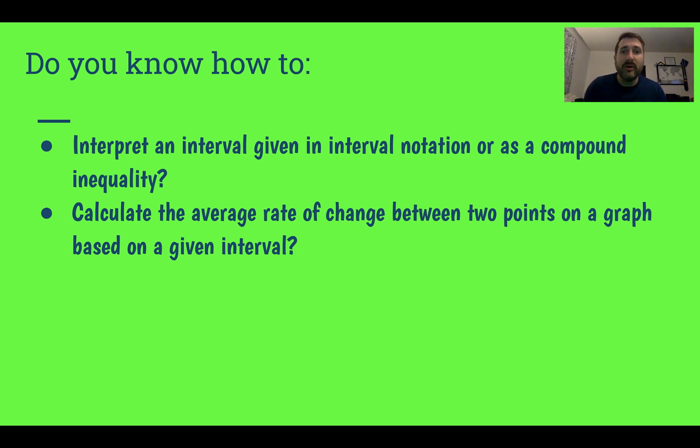After this lesson, do you now know how to interpret an interval that's given either in interval notation or as a compound inequality? And do you know how to calculate the average rate of change between 2 points on a graph based on the interval that you are given? If you're not sure about these things, go back and look at some of the examples of what the intervals mean and how to find those points to calculate the slope between them.